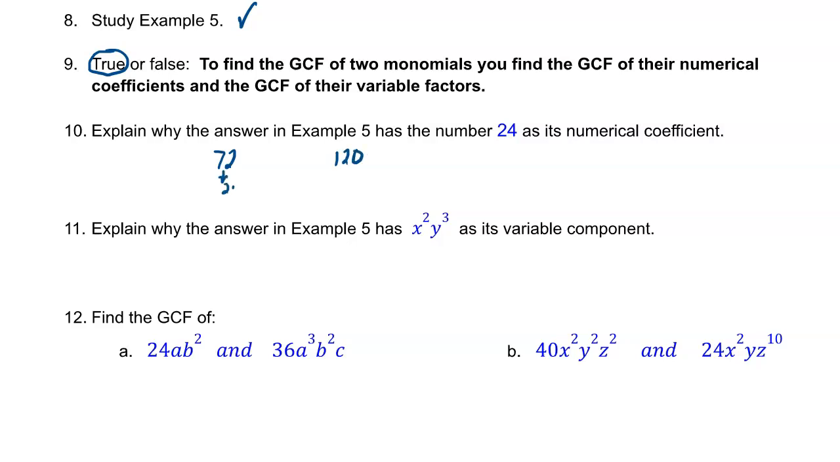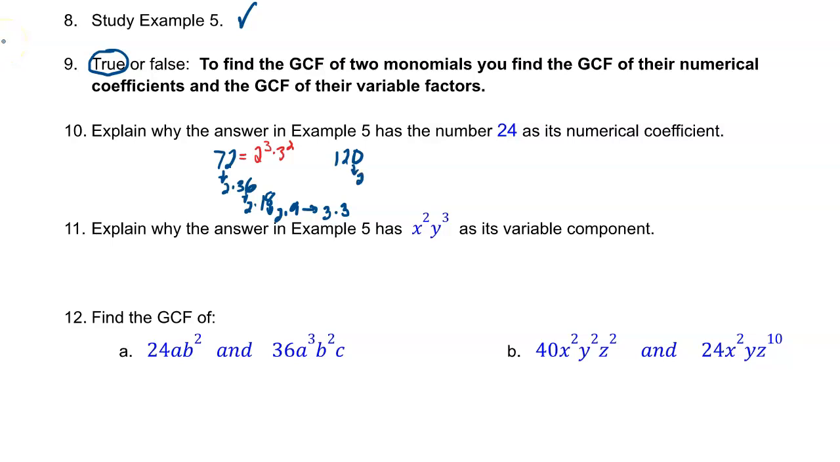We can show that on our notes paper. 72 is 2 times 36. 36 is 2 times 18. 18 is 2 times 9. And 9 is 3 times 3. This is 2 to the third power times 3 to the second power. 2 to the third power is 8. 3 to the second power is 9. 8 times 9 is 72.